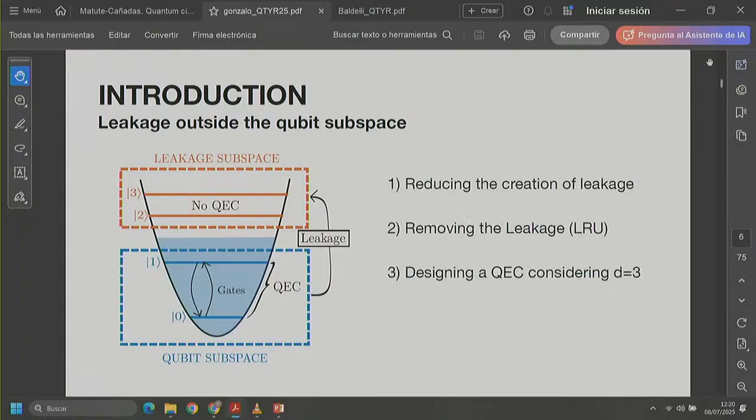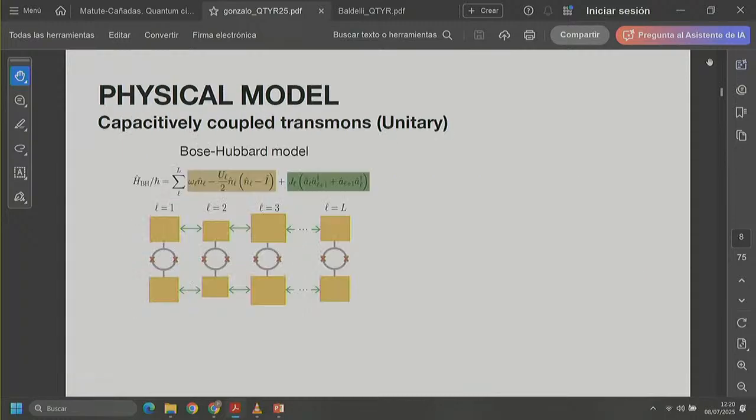So to get rid of this, we can reduce the creation of the leakage, or remove the leakage when it's there by actively removing it with what is called a leakage removal unit, or design a quantum error correction code that takes into account this type of error. So my work is theoretical and belongs to this second approach.